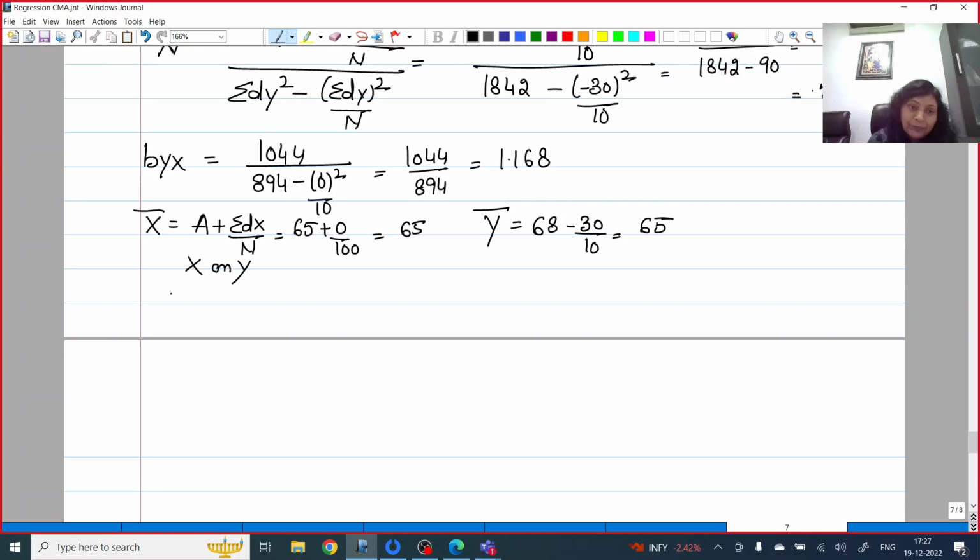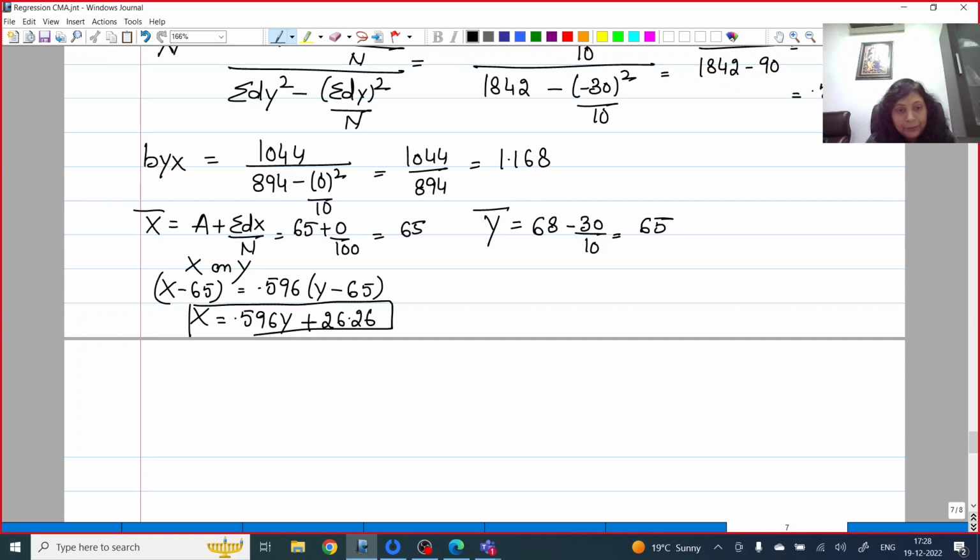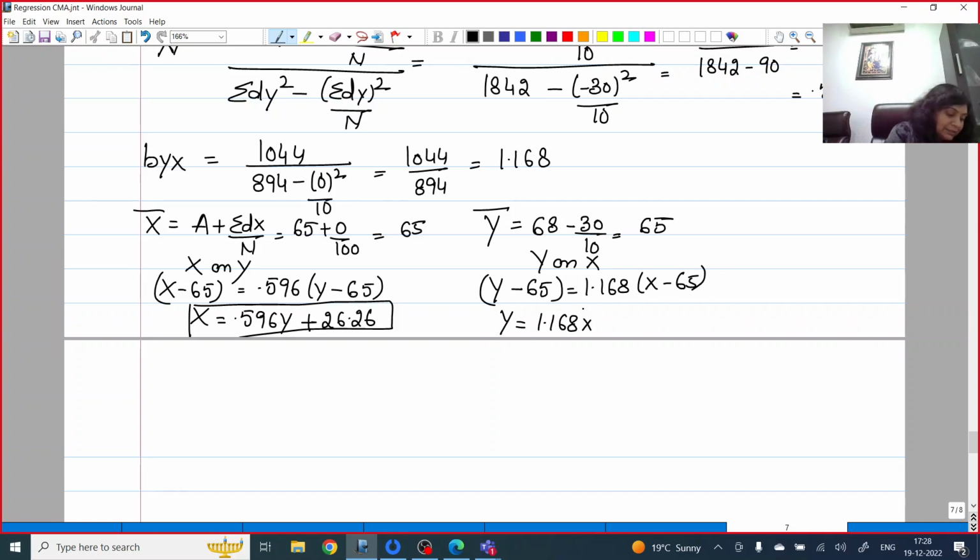So x on y: x minus x mean is equal to bxy times y minus y mean. So x is equal to 0.596y minus 0.596 into 65. This will be negative, but when we add 65, the difference is 26.26 positive. So this is x on y. And when we want to find y on x, y minus y mean equals 1.168 times x minus x mean. So y is equal to 1.168x, minus 1.168 multiplied by 65, minus 65, so this becomes minus 10.92. This is our y on x.